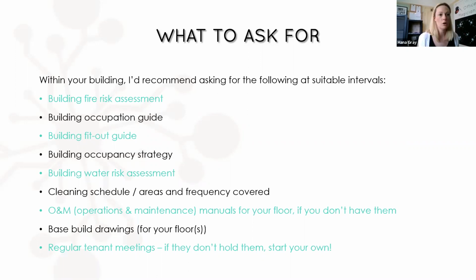Building occupation guide, or strategy, sometimes it's called as well. Sorry, 2 different things. Building occupation guide is all the rules about the building. So, you know, waste management and common parts and cleaning and those kind of things, operating hours, security, etc. And then the building occupancy strategy document, which is the 4th bullet down, is more about the design of the building and how many occupants are allowed within the building and per square foot or per square metre, and therefore for your floor.